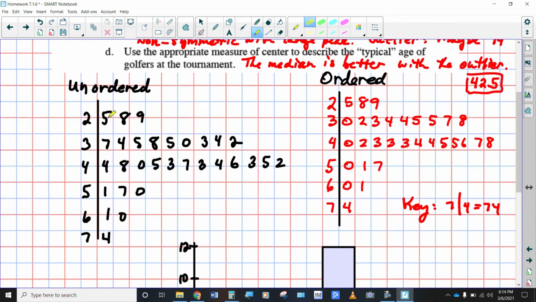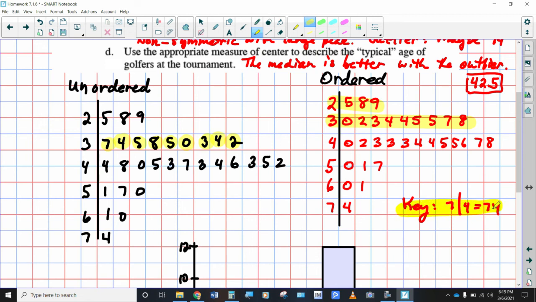So here you've got 25, 28, 29. These are already in order. But here we have to start with the 0, 2, 3. You've got a couple of 4s, a couple of 5s, a 7, and an 8. Okay, so you've got golfers that are 30, 32, 33, 34, 35, 37, and 38. And so on and so forth.